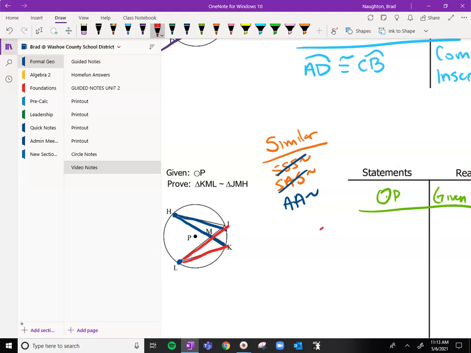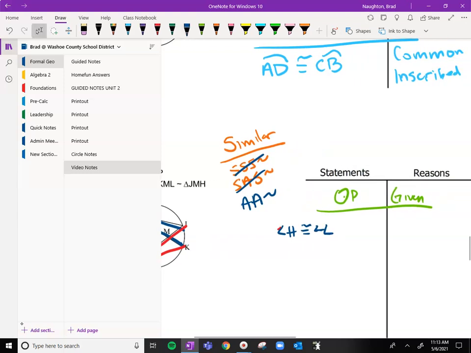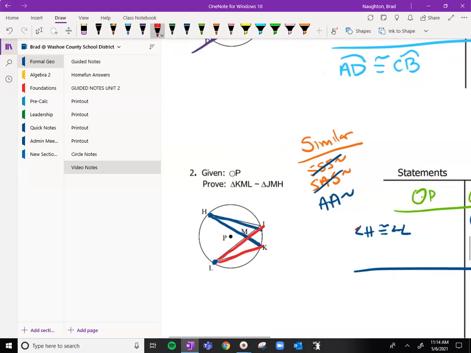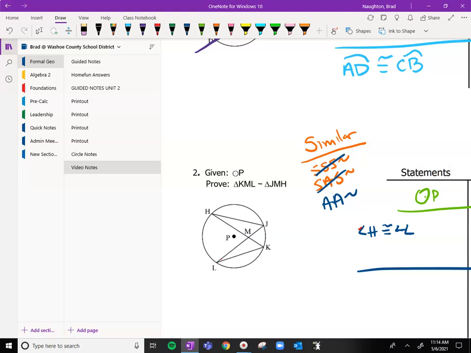So I'm going to say that angle H is congruent to angle L. And it's that same theorem, that common arc inscribed angle theorem. And then we're going to do the same thing over on the other side because we just proved that this angle and that angle were the same, okay?